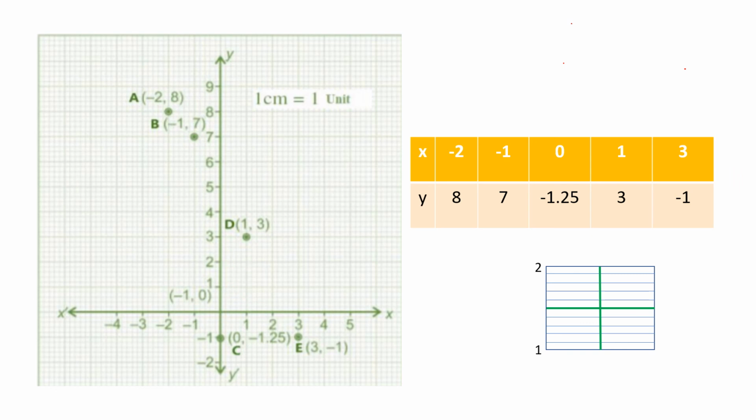So that's what they have told us, to take appropriate scale and then mark the points. So this is it. Chapter 3 has been completed here.